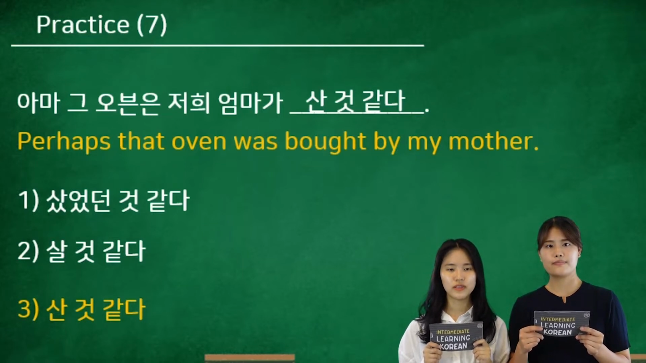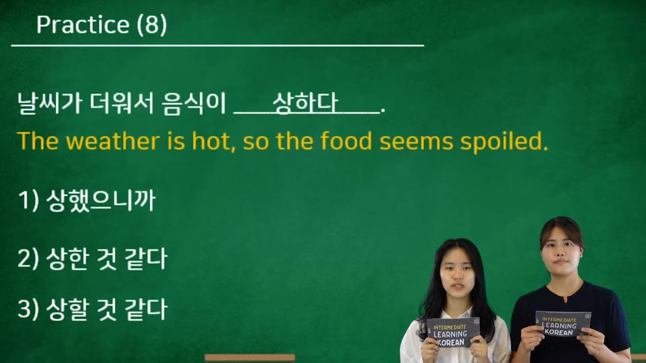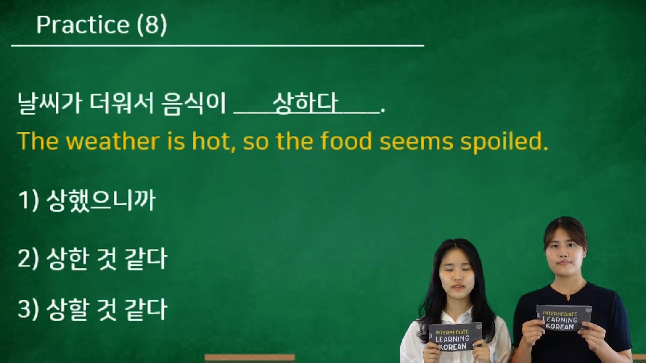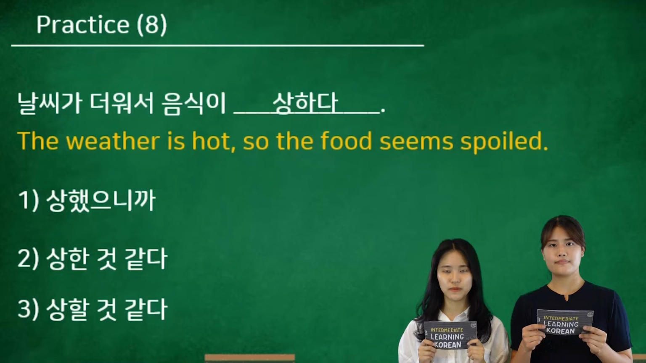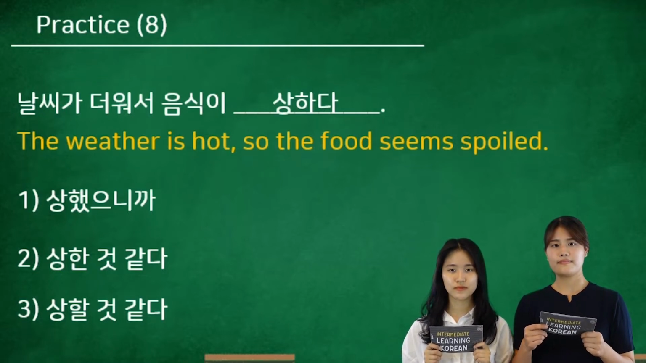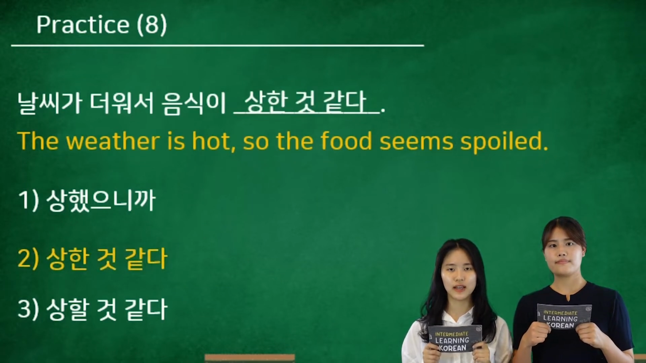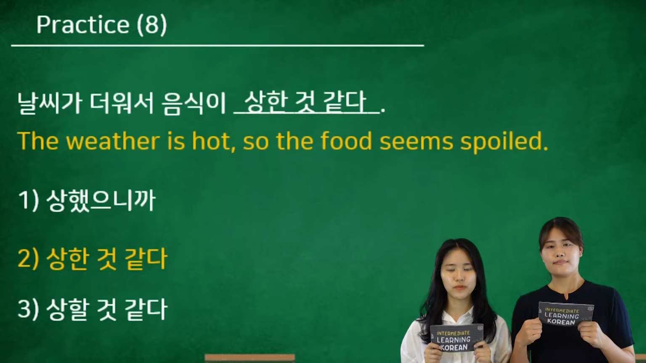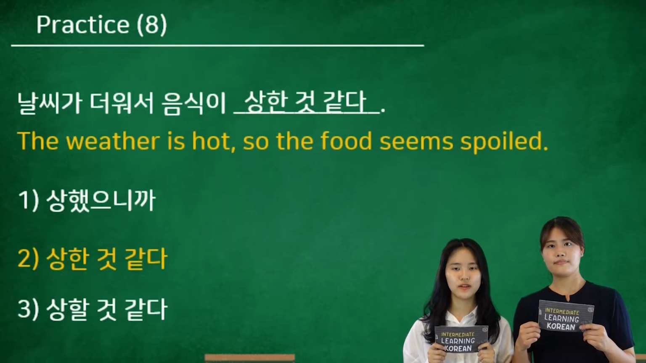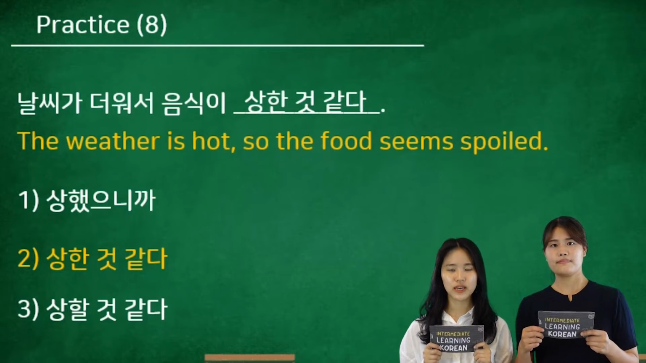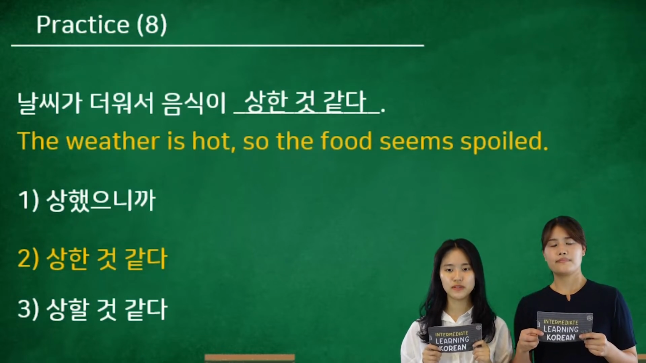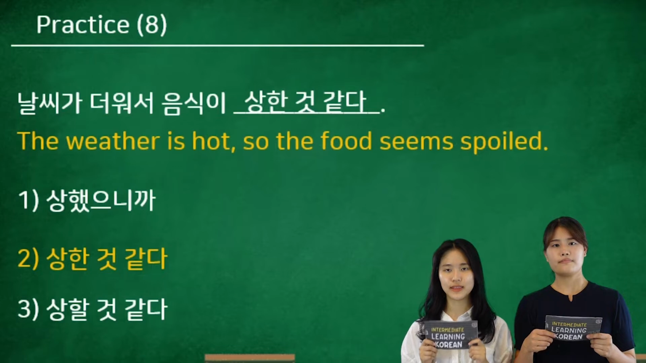Yes, next one. 날씨가 더워서 음식이 상하다. How can you change 상하다? I'll give you 5 seconds. Yes, correct. The answer is 상한 것 같다. If you remove 다 from the verb 상하다, there is no final consonant. So we can use 니은 것 같다. Then it becomes 상한 것 같다.